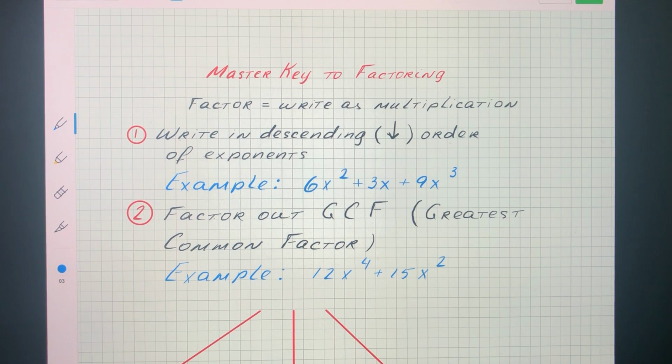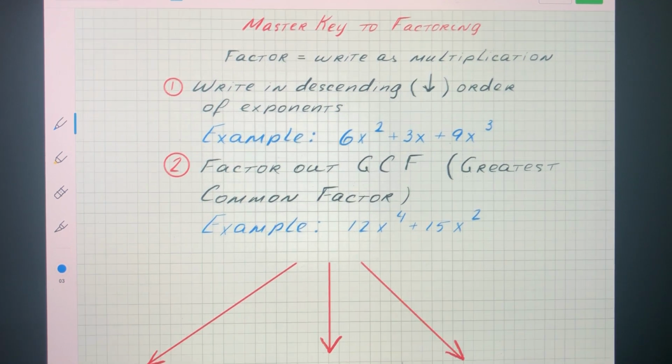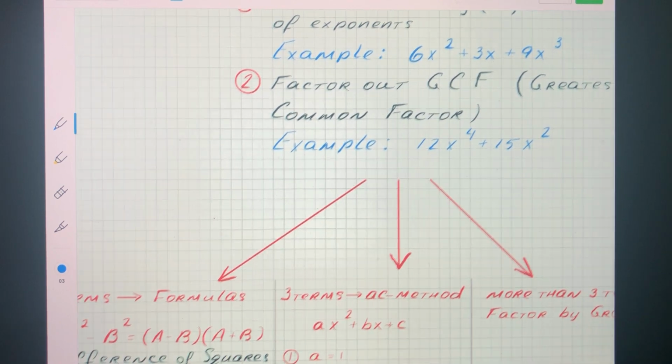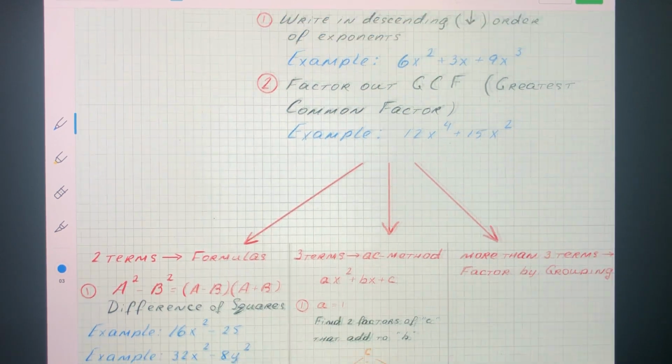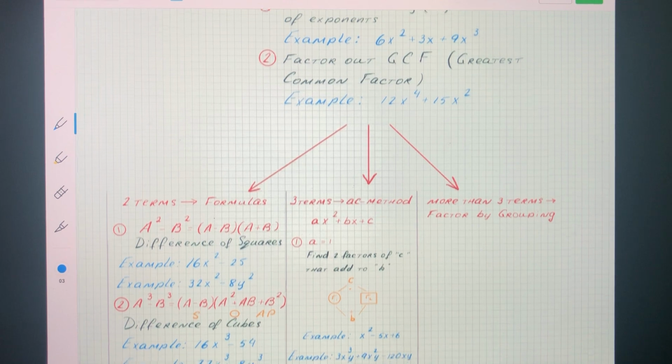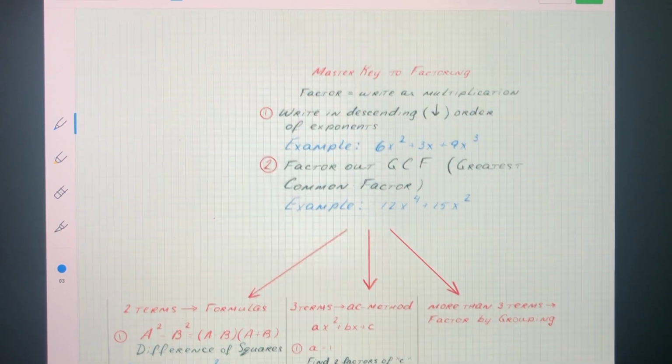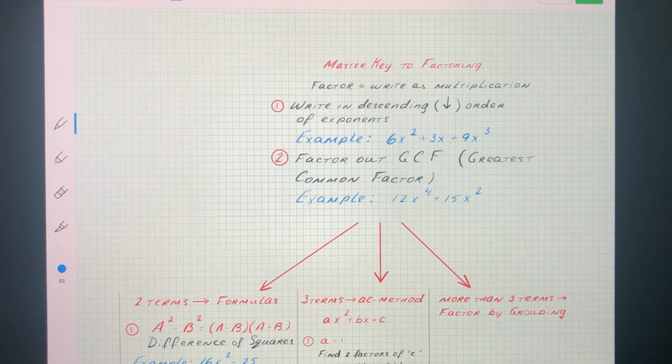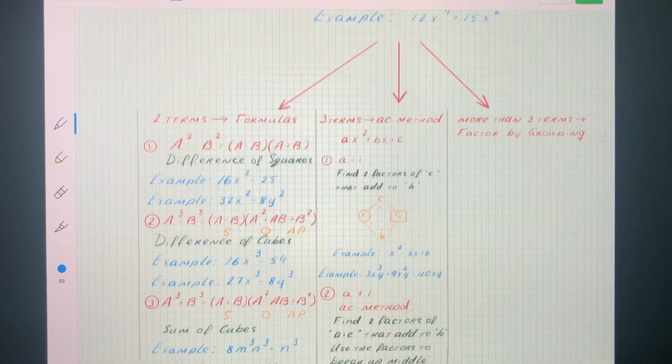And the next step is we'll look and see what we have. We see how many terms are still left. And there are only 3 possibilities. So the first possibility is, let's zoom out a little bit. There are only 3 choices. The first choice is there could be only 2 terms. And for the 2 terms, there are special formulas that we use to factor. Those formulas are, here they are.